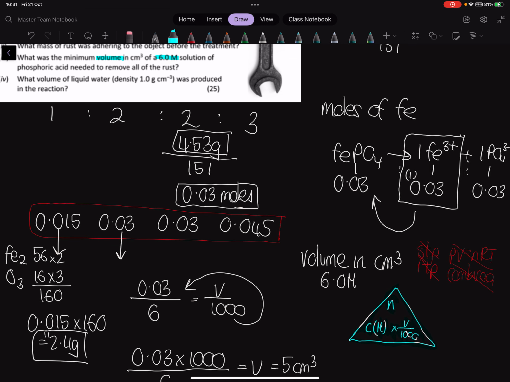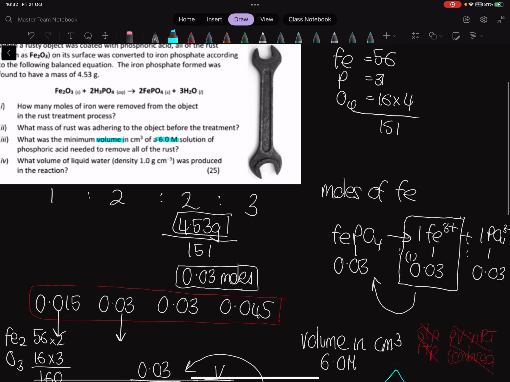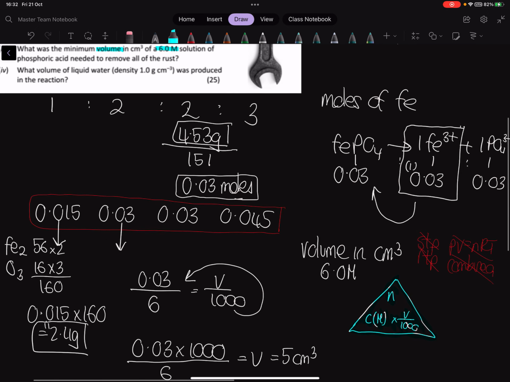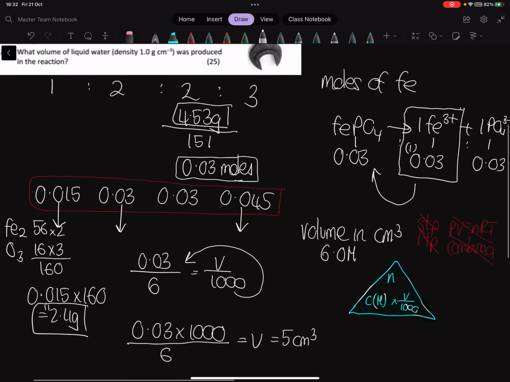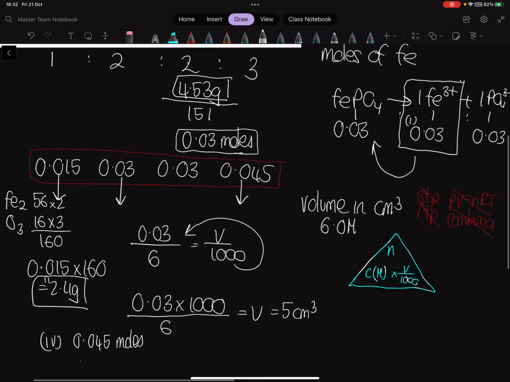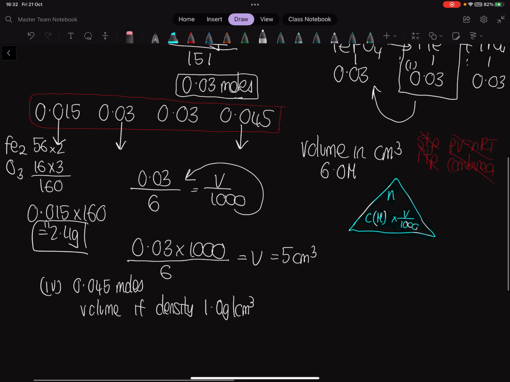And the last thing was, what volume of liquid water with a density of 1 gram per centimeter cubed was produced in the reaction? This is the part of my red box that I'm interested in for part IV. So we have 0.045 moles of water, and the question is asking what the volume is if the density is 1 gram per centimeter cubed. Again, we have to keep talking to ourselves.